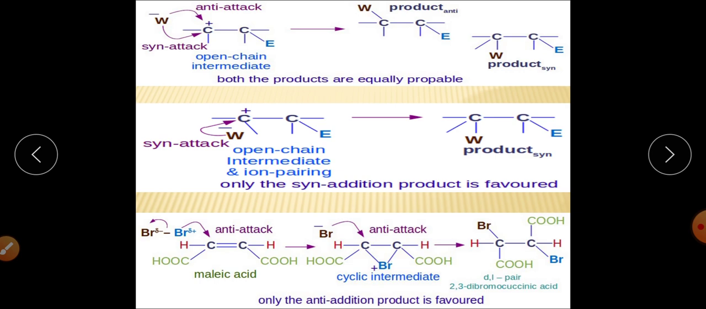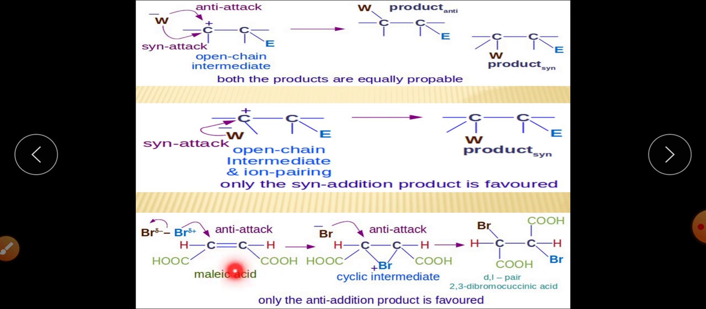You can see here some examples of how anti-addition and syn addition take place. When there is a C positive, a carbocation has been synthesized, so because of the planar geometry it can be attacked from either side. So syn addition can also happen here: if W negative attacks from this particular face, syn attack will happen, and if it attacks from the above face, anti-attack will happen. So it can be attacked from either side, right? Here it is only getting the syn attack, so the syn product has been synthesized.